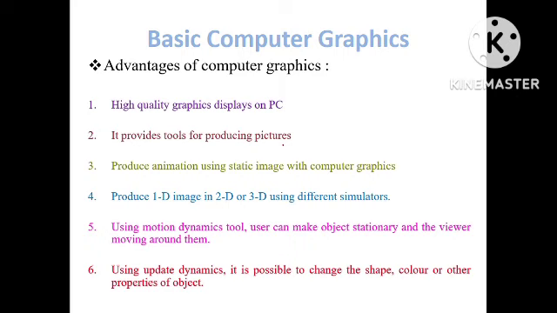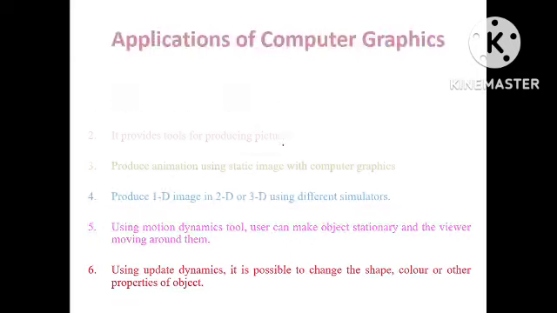So how to produce high quality images, or how to produce changes in your images, or how to produce animations, or how to show different things simultaneously. They can provide 2D objects and 3D objects. And also, taking any one of the objects, they can provide motions, or any one of the objects can change its shape. So these are all the advantages of computer graphics.